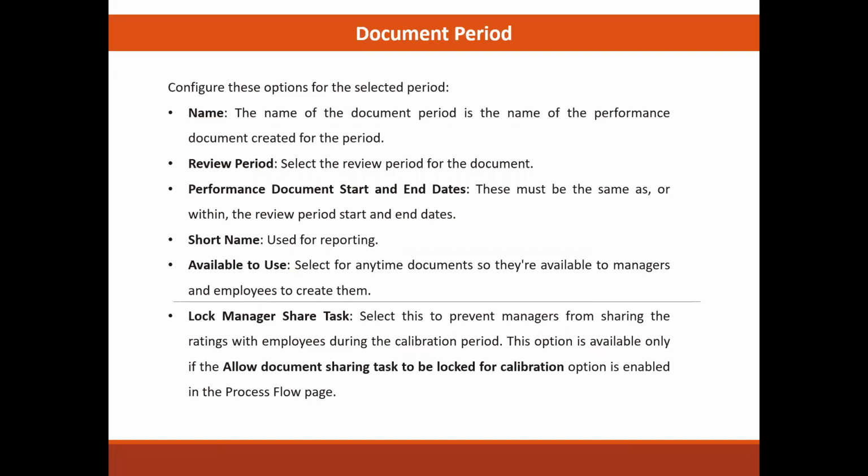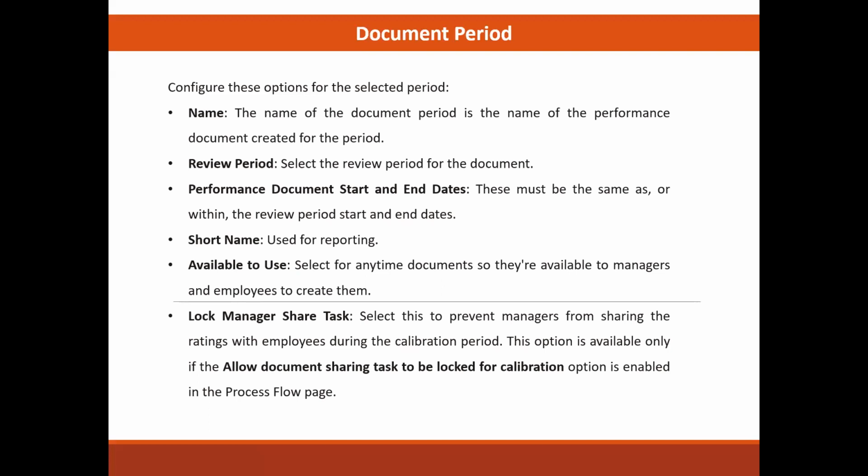Now let's discuss the options for the selected periods which we have to configure. First, we have the name. The name of the document period is the name of the performance document created for the period. Next, we have the review period. We have to select the review period for the document, and then we have the performance document start and end date. The start and end date must be the same as or within the review period start and end date. Then we have the short name.